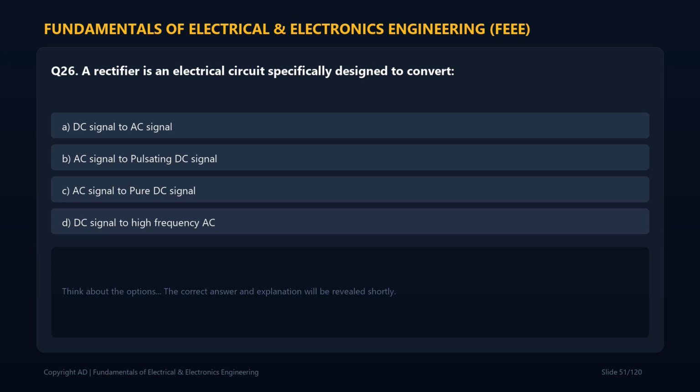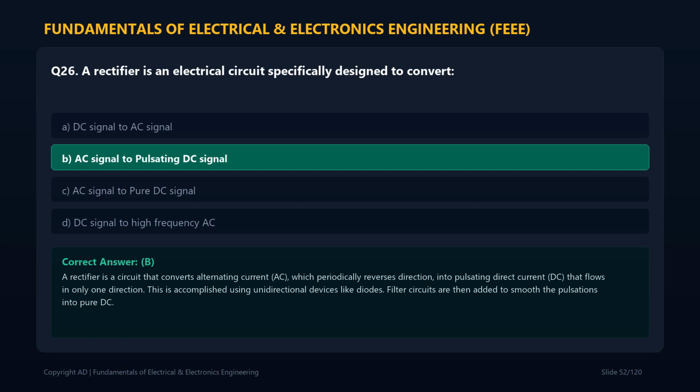Question 26. A rectifier is an electrical circuit specifically designed to convert option A, DC signal to AC signal. Option B, AC signal to pulsating DC signal. Option C, AC signal to pure DC signal. Option D, DC signal to high-frequency AC. The correct answer is B, AC signal to pulsating DC signal.